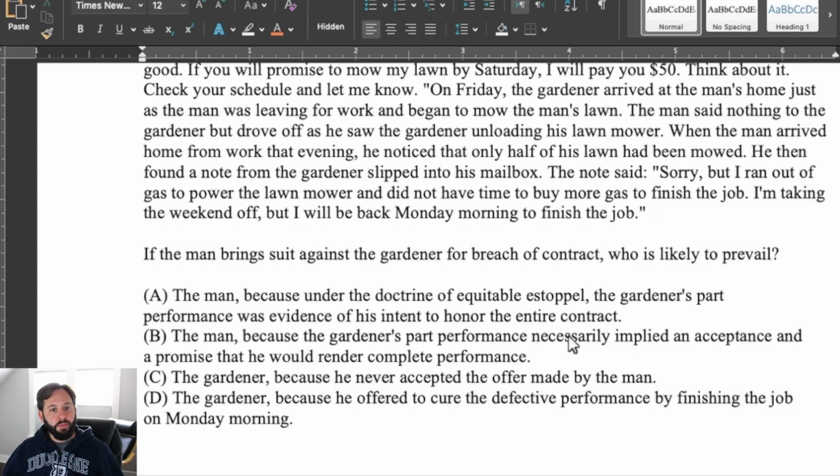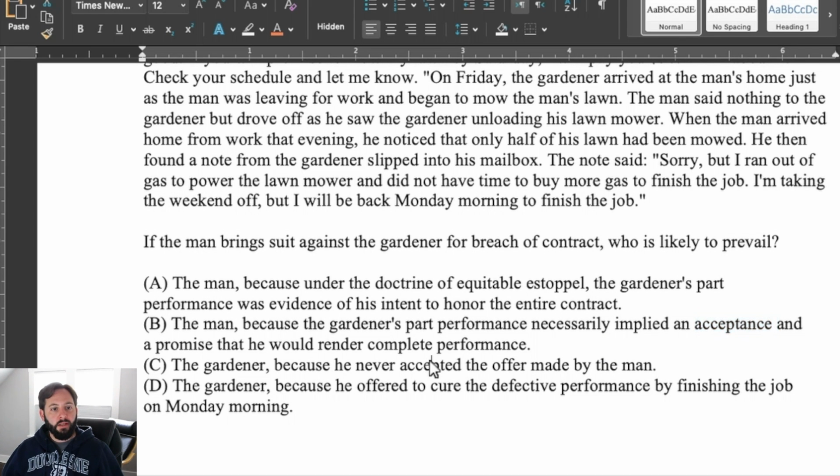Choice B talks about acceptance. Contracts also require acceptance. That's another one of the three big things. Offer, acceptance, and consideration are elements that all contracts require. And choice C also pertains to acceptance. However, they're distinguishable because the answer in the first case is that the contract was formed and therefore the man prevails. And the answer choice in C is that the contract was not formed because he never accepted. So acceptance could be pretty important.